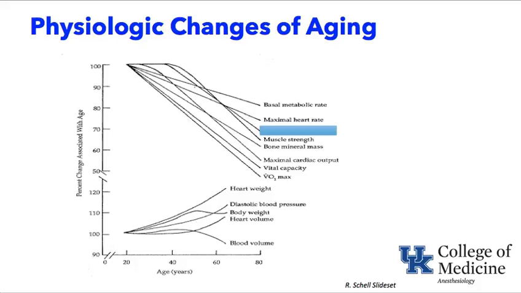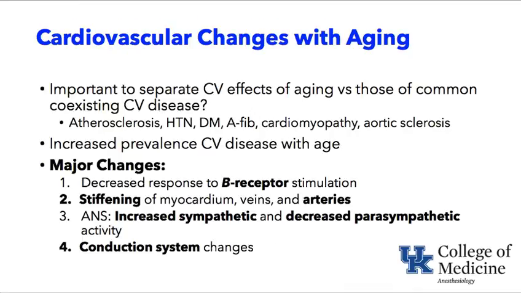Our muscle strength goes down, our bone mass goes down, our maximal cardiac output goes down, although our baseline stays the same. There's a little change in ejection fraction or cardiac output at baseline in a healthy patient, but the ability to maximally crank up our cardiac output to meet stresses, we can't do as much as we age. Same thing with our vital capacity and our oxygen use by our body. Our blood pressure tends to go up, systolic especially, and isolated systolic hypertension of the elderly is not uncommon, and our heart weight goes up.